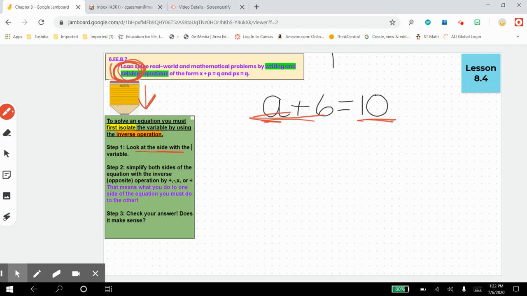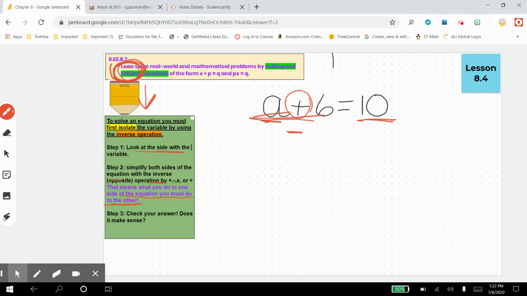So in order to make this work, on the side with the variable, we're going to simplify both sides of the equation with the inverse or opposite operation. Are you ready? Since I have adding, the opposite of adding is to subtract. Now in purple, it says that whatever I do to one side of an equation, I must do to the other side.